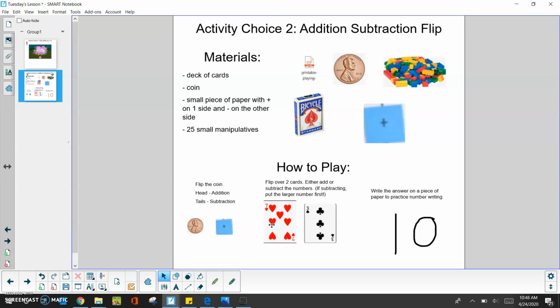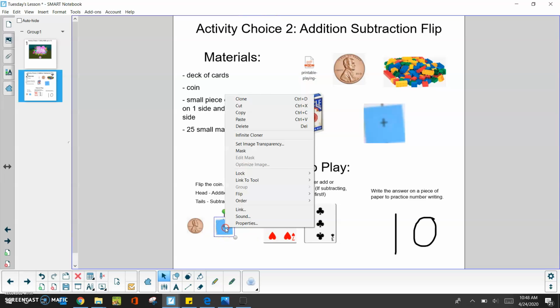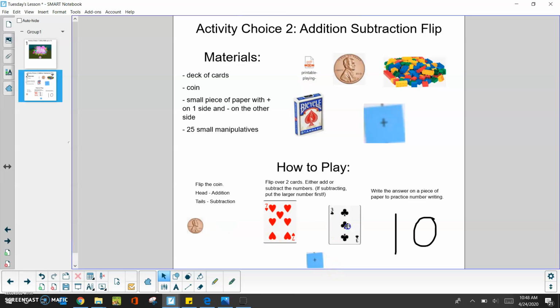So for our problem, since we rolled a heads, we have an addition sign. So we have 7 and 3. Well, if I'm counting, I can count all of the hearts and all of the clovers, or I can just count on. So I have 7, 8, 9, 10. That is 10. And then what I'd love to see you do is write your answer on a piece of paper so that you can practice that number writing. So you see right here, I've written my number 10.